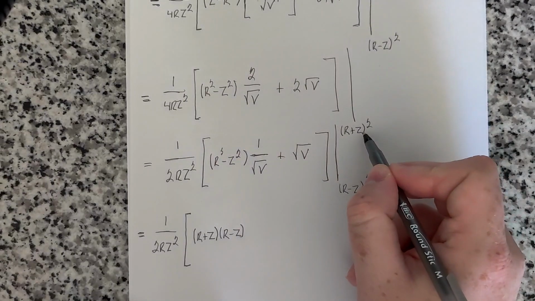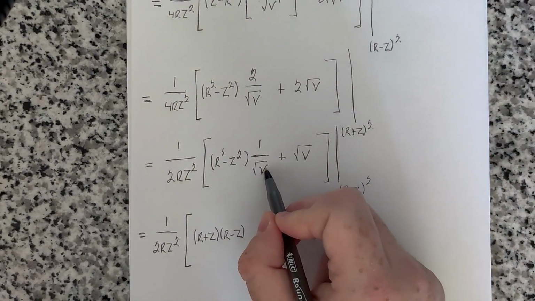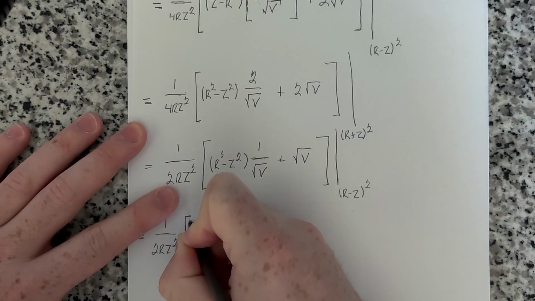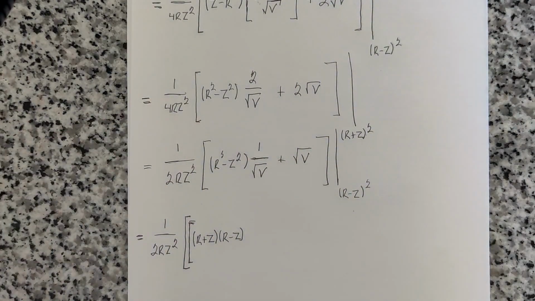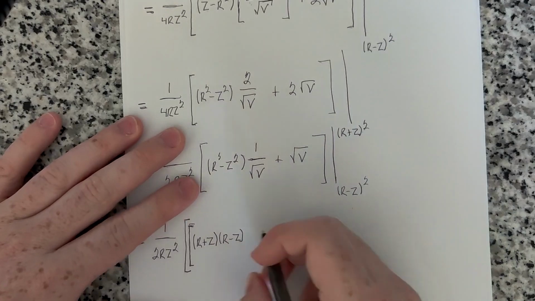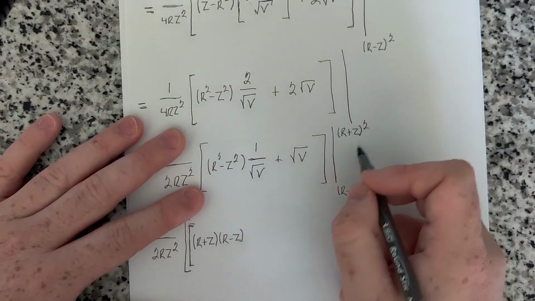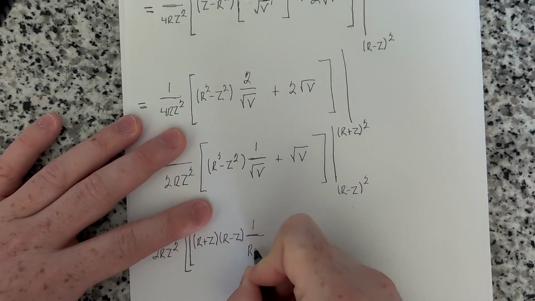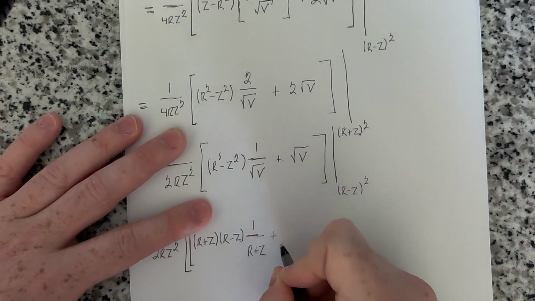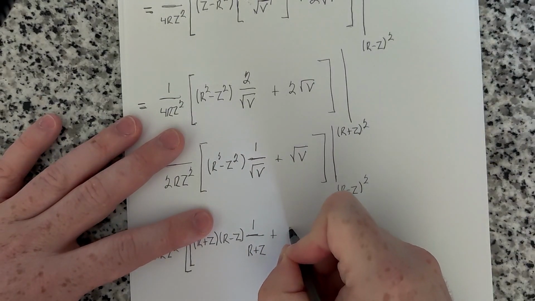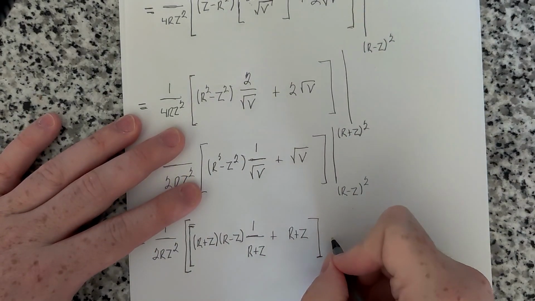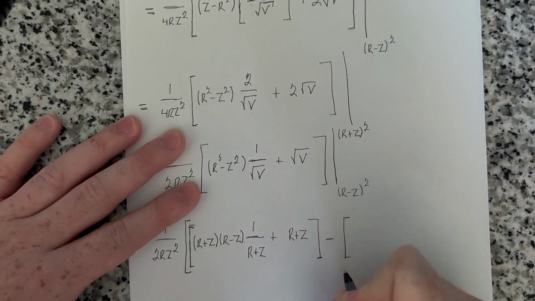And then, if we plug in r plus z squared into our first term here, and let's do another bracket. So this second bracket is going to be for the first evaluation term. So evaluate this whole thing with this term, and then we're going to do the second term. So 1 over the square root of that, so that's just going to be 1 over r plus z, and then plus the square root of v, so plus r plus z. Okay, so that's our first evaluation, and then we'll have a minus in our second evaluation term.